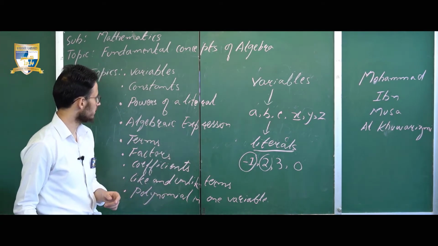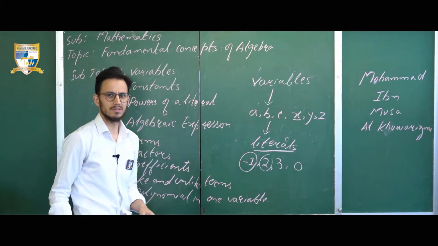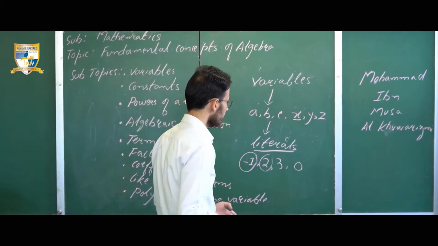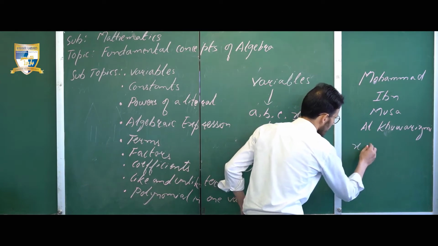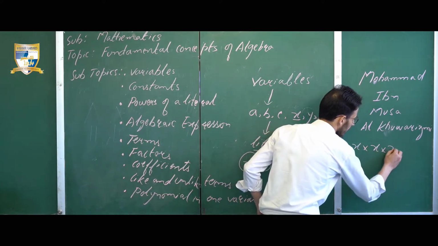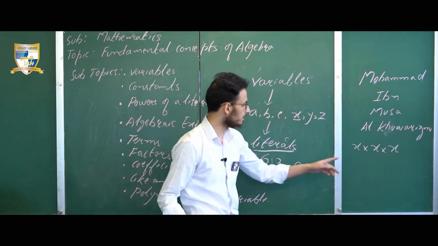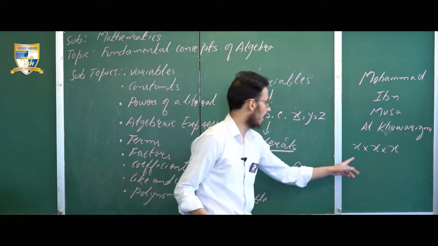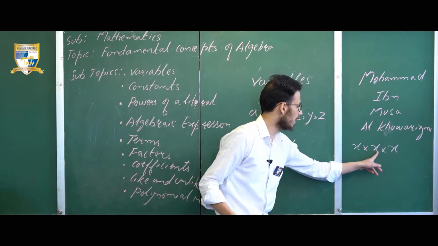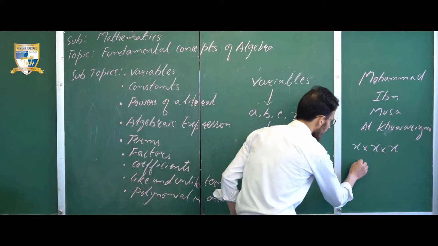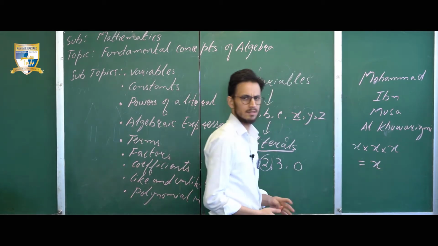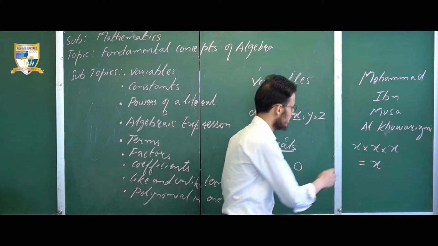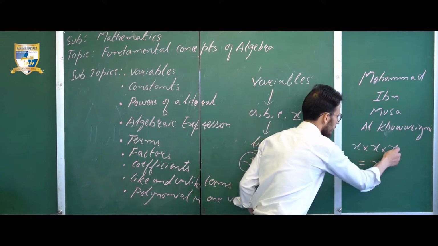Move on to the next, that is the powers of the literals. When a literal is multiplied by itself repeatedly, like x multiplied by x multiplied by x, here we have the repeated multiplication of the literal. So in short, we can write it as x cubed. Here x is called the base, and how many times is x repeated? We can see x multiplied by x multiplied by x, 3 times.